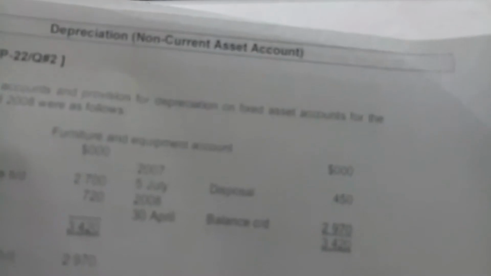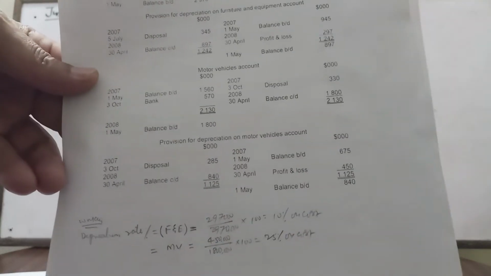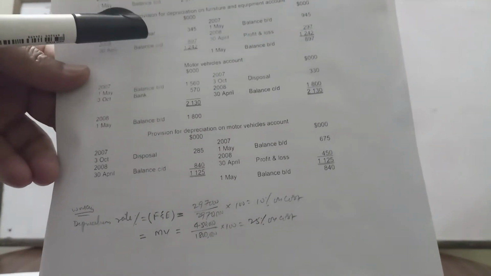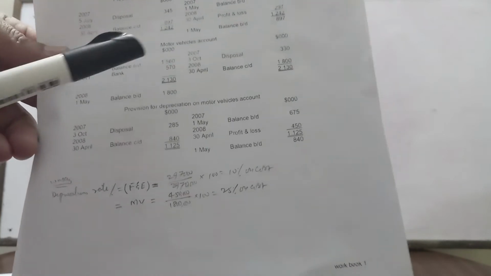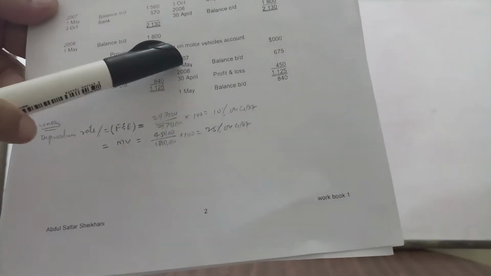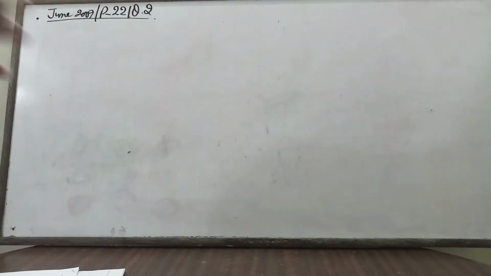November 2009, paper 2, question number 2. You must have the worksheet. In this past paper a few worksheets are given, and a few accounts are already given there: the furniture and equipment account, the respective provision for depreciation account, the motor vehicle account, and the provision for depreciation of motor vehicle account. If you turn your paper, it is asked here to draw these accounts.